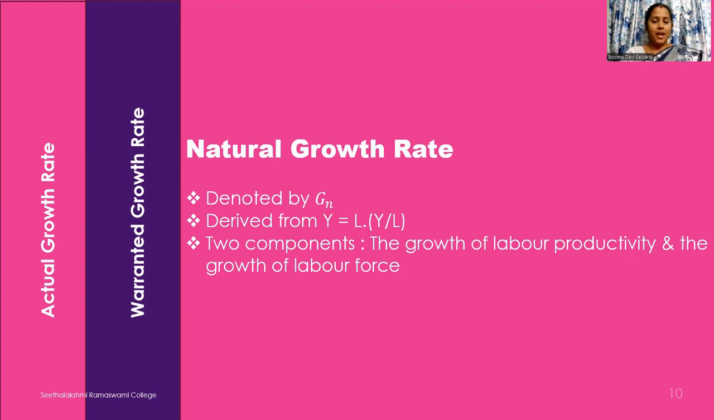It is derived from the identity Y = L × (Y/L), where L is the labor and Y/L is the productivity of labor. The natural growth rate is made up of two components, that is the growth of labor productivity and the growth of labor force. Both the factors are exogenously determined and denoted by GN.